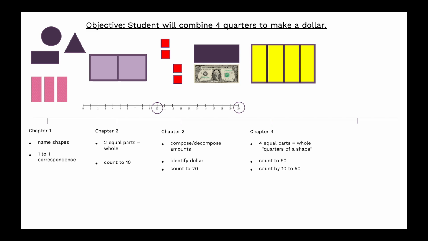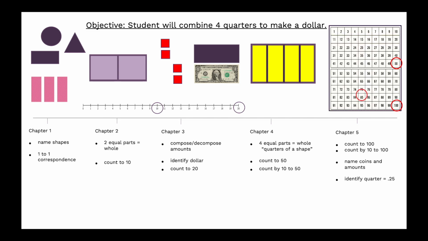Students' number list now extends to 50. Finally, in Chapter 5, students count to 100, begin to name coins and amount, and apply what they know about the vocabulary word quarter from the previous chapter, and apply it to the skill 4 quarters in a dollar. Learning skills in a connective way supports students when they are asked to demonstrate an understanding of higher level skills. As you begin to place your students within the curriculum, take the time to consider the connective threads present from Chapter 1 to Chapter 10, as this is one of the most important student supports found within the curriculum.